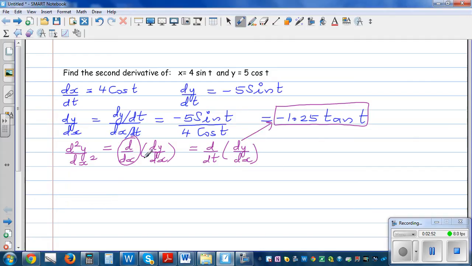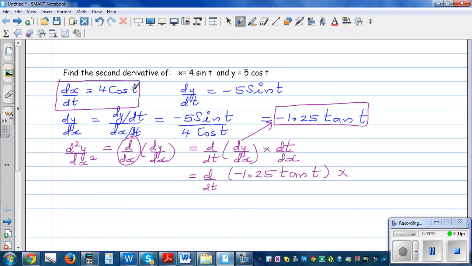The purpose is because this is in terms of t, but you have to get this back. So this t has to be cancelled and you have to get this back. So that is times it by dt by dx. Very logical. If you think about this, dt and dt get cancelled, so that is d by dx of dy by dx. Okay, so now let's put d by dt of minus 1.25 tan t times dt by dx.